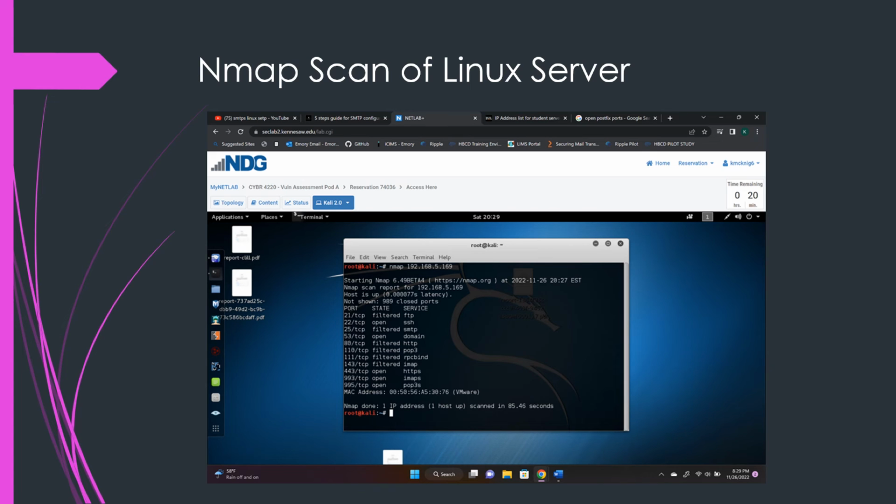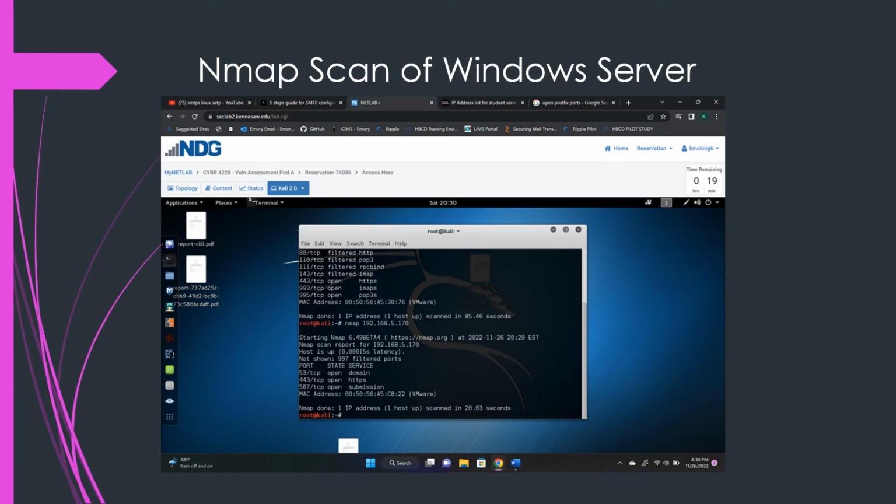So here's a screenshot of the Nmap scan for the Linux server. And as you can see here, it is indeed missing PostgreSQL and SMTPS as being open. Here's a screenshot of the Windows server, and the Windows server has everything that is required of it, so it would be considered pretty secure.